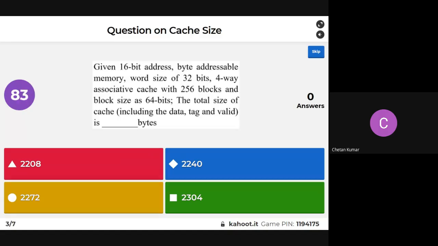Remember, the address size is 16 bits, not 32 bits here in this problem.